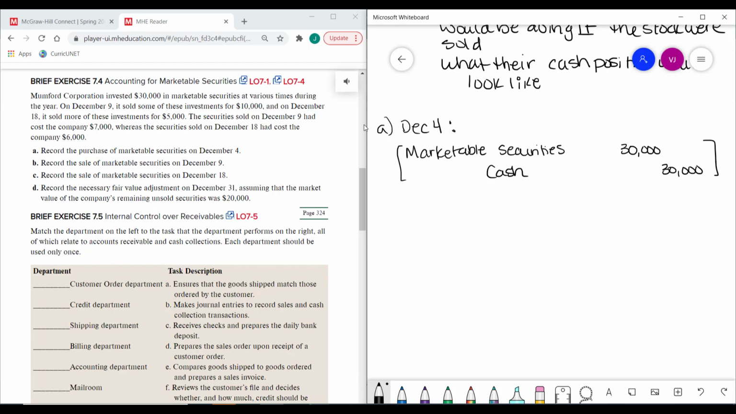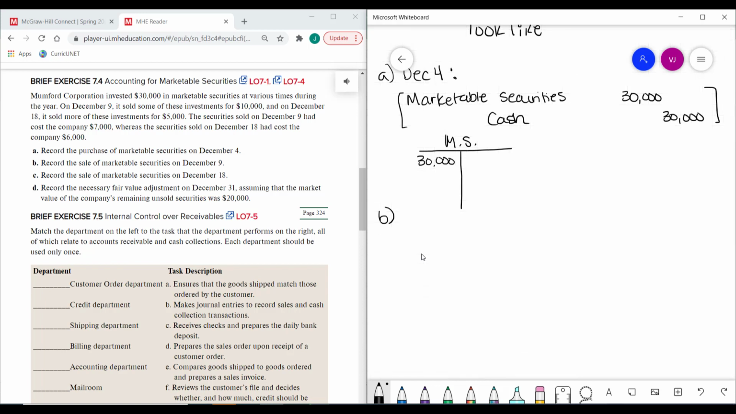Okay. When you're doing these calculations and these entries, it's nice to keep a T account by your side, especially when you get to the homework. So in this case, we have that debit balance of $30,000. But now for B, it says record the sale of marketable securities on December 9th. So on December 9th, it says we sold some of those securities for $10,000. Okay, so that's the cash proceeds.